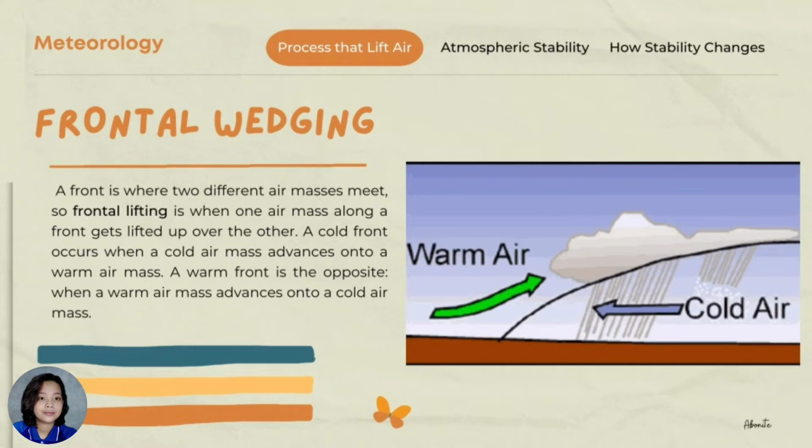Since air is lifted so slowly along a warm front, cloud formation is more horizontal than vertical. This means that while the weather does change, it's much less dramatic than with a cold front, and you'll likely experience mild rain over a wide area.